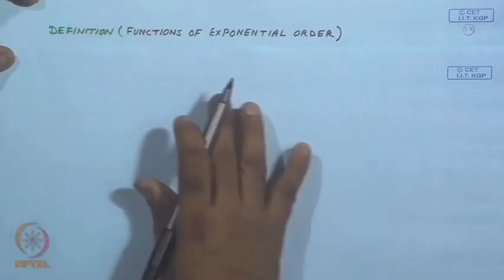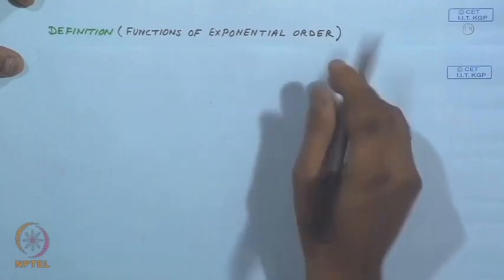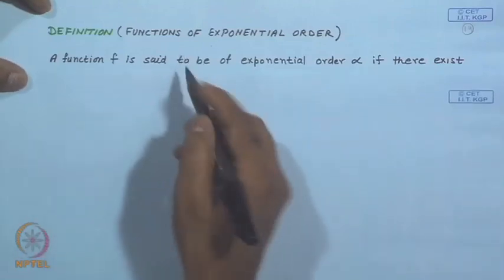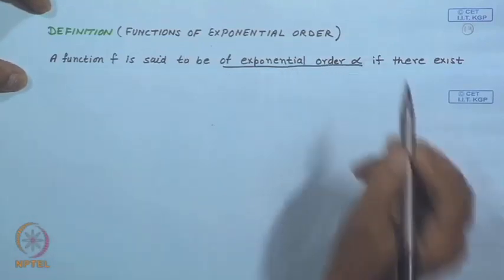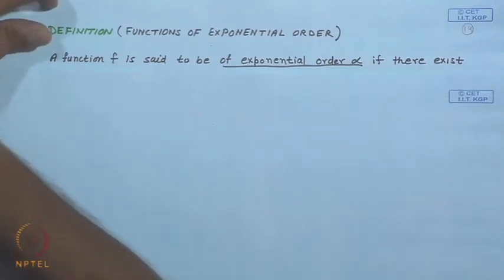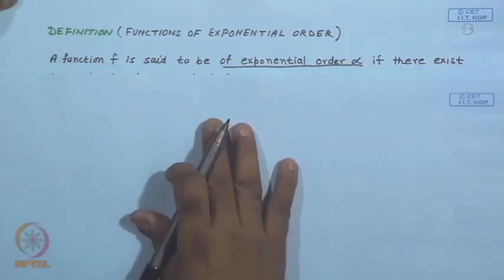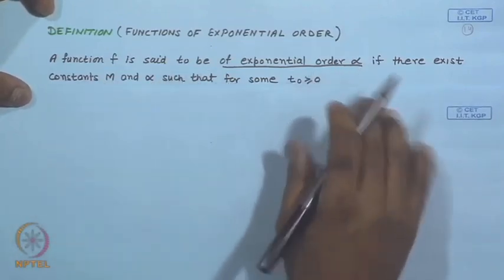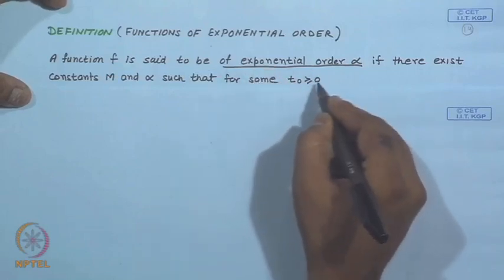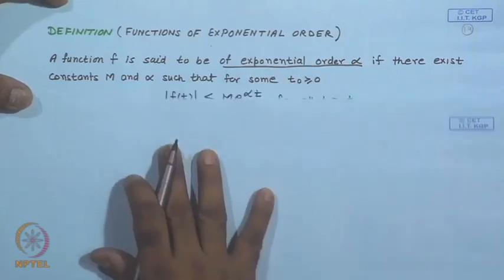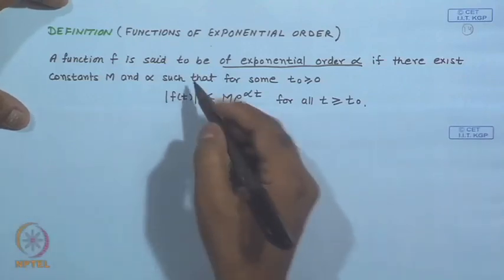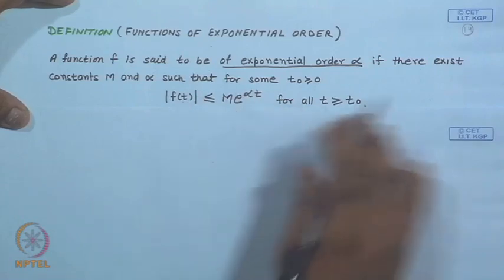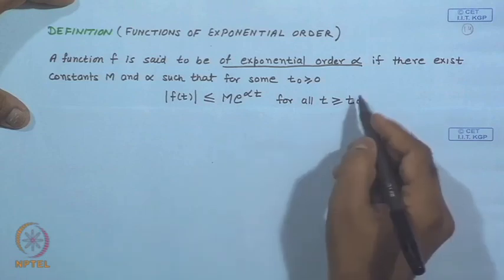Okay, so we go to the next definition, and that is function of exponential order. So what are these functions? A function is said to be of exponential order alpha if there exist constants M and alpha such that for some t naught greater than 0, this inequality holds: the absolute value of f(t) is bounded by this exponential function for all t greater than or equal to t naught.